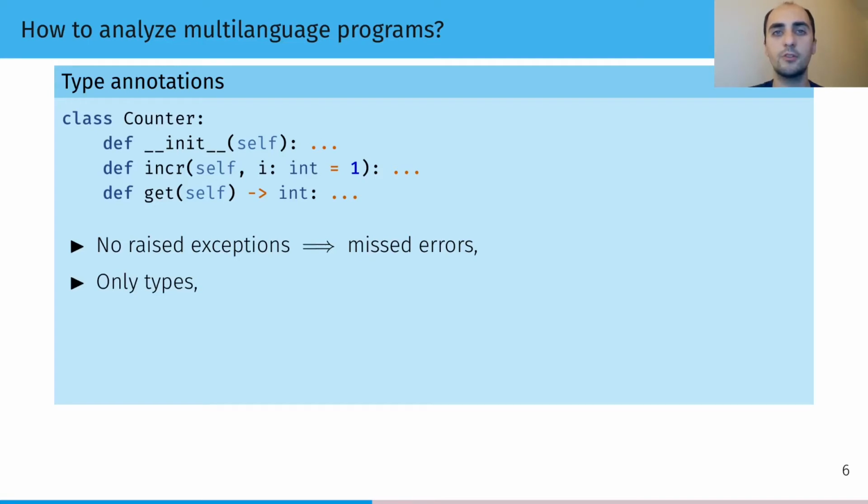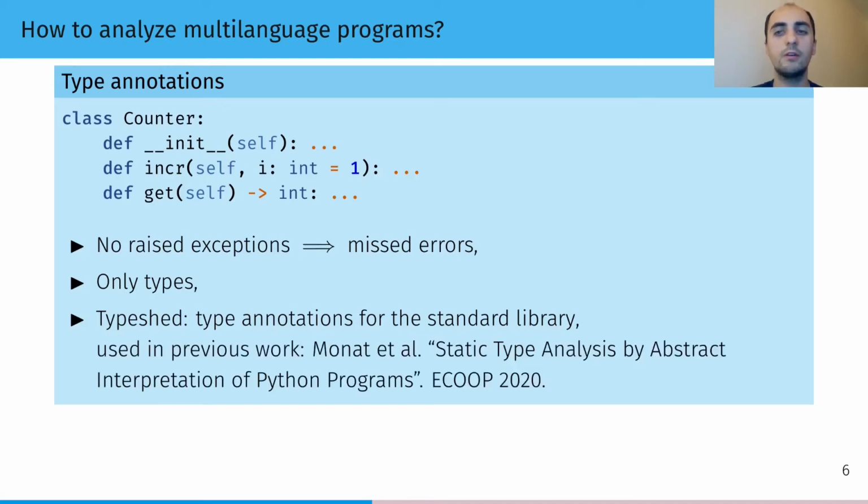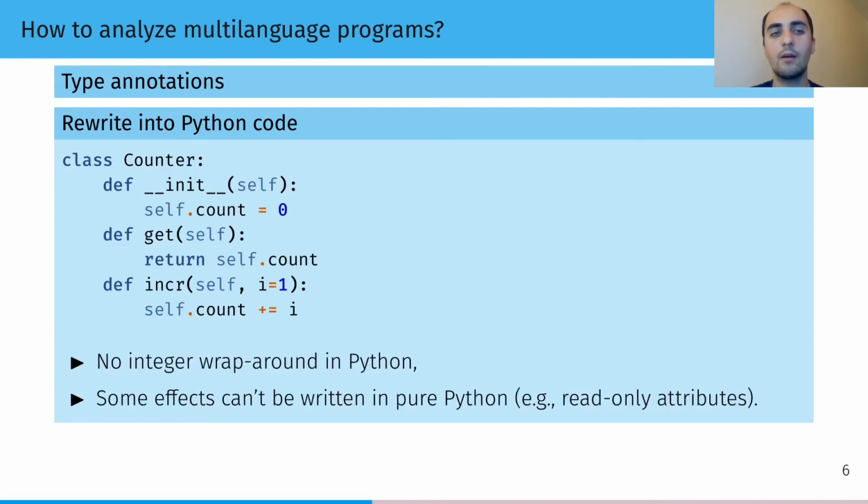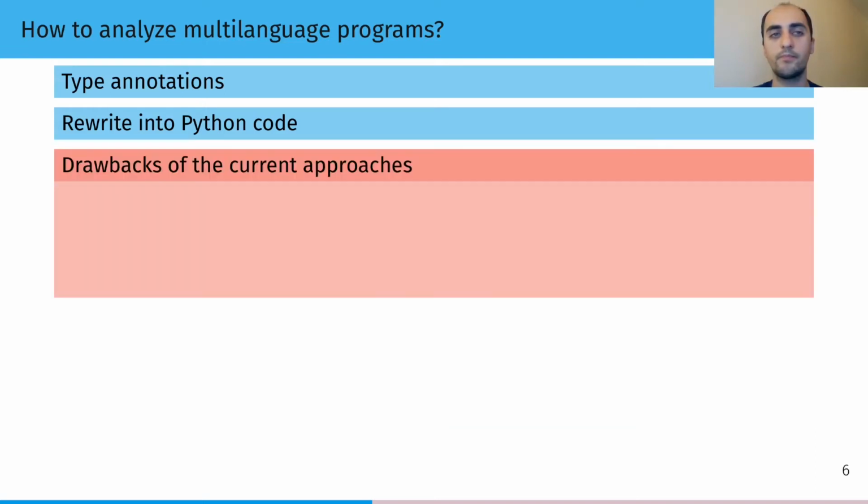These type annotations only mention types and would be imprecise in the case of a value analysis. But this is actually a popular approach, and there is even a typeshed project which provides type annotations for the standard library. And actually this was the approach we used in our Python analysis up until this work to support the libraries that used native C code. Another way to support it would be to rewrite it into pure Python code. But again, some effects just can't be written in pure Python, and we would lose soundness.